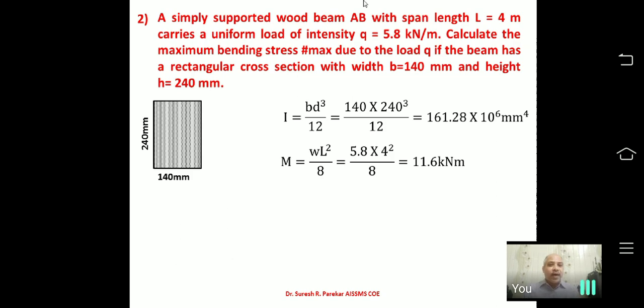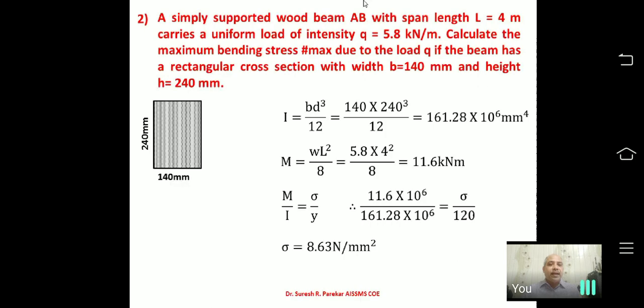So knowing the value of M and the value of I, again it is a rectangular section, so 120, the neutral axis will be at the center. When you put these values in the equation, that will give you the value of sigma, and that is 8.63 Newton per mm square. And we can plot it.